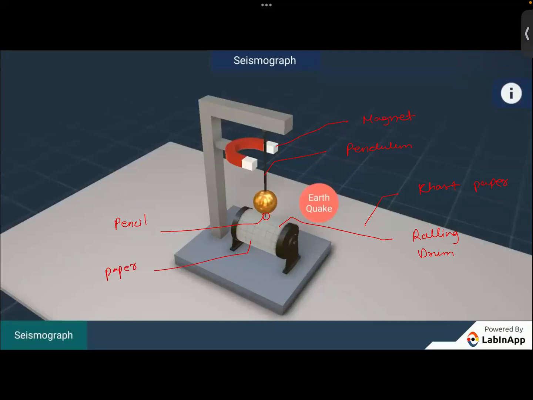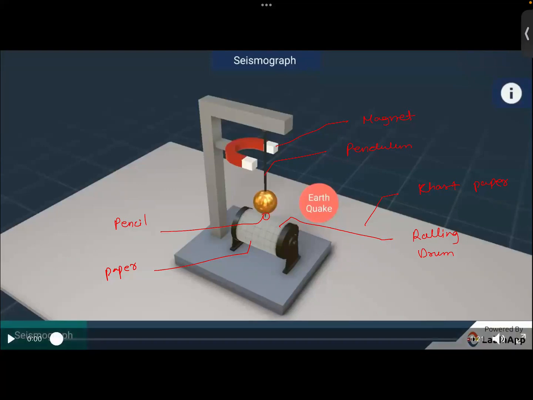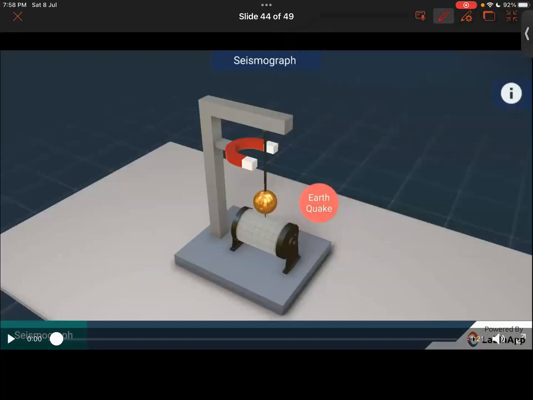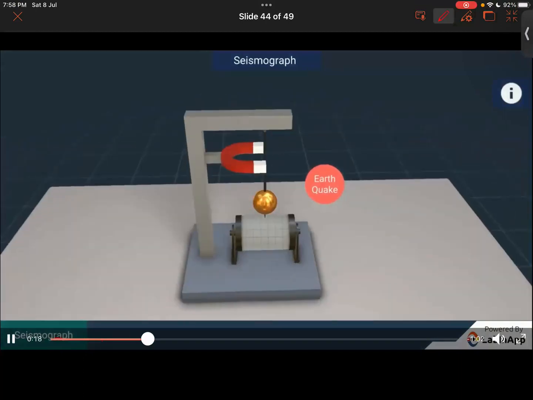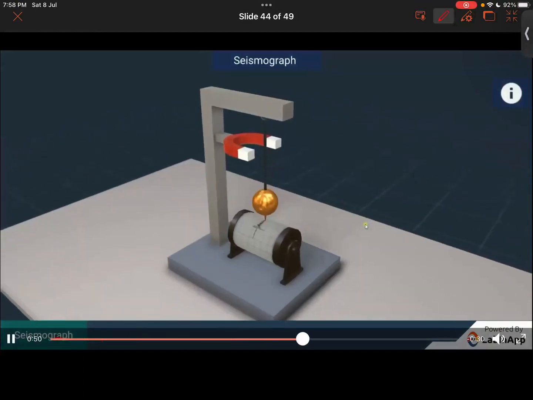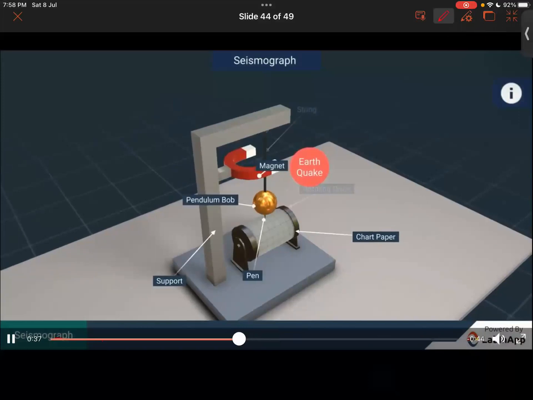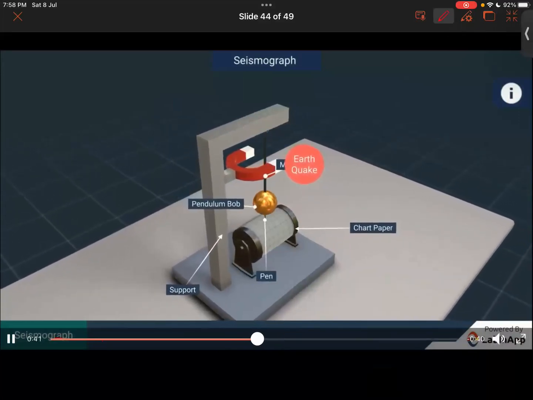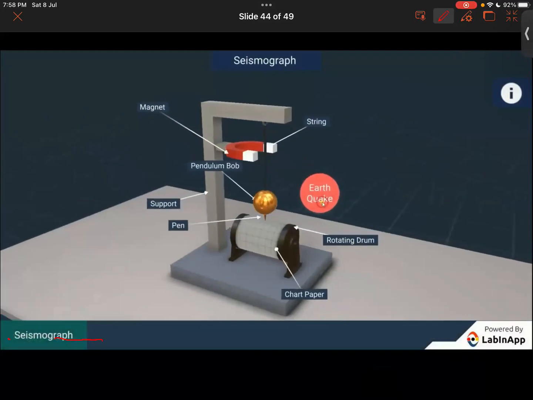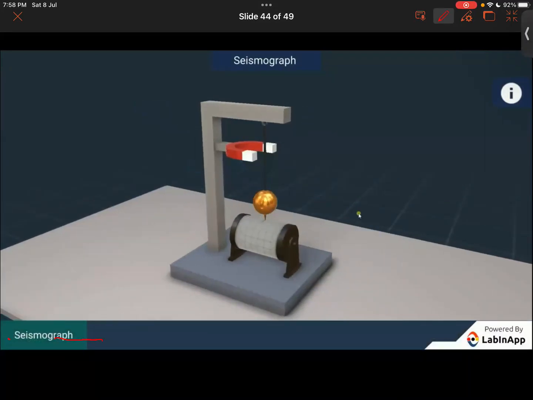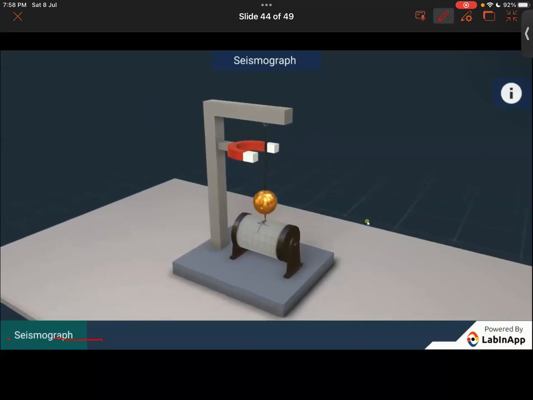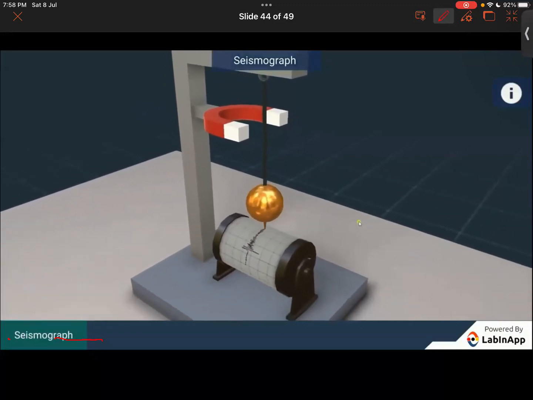Now let's understand how it works. Let me erase the markings. Let's see a mock earthquake triggered on the table to see the seismograph in action. We can see that the pendulum tip records the earthquake on a graph sheet. In this activity, we have seen the recording of seismic waves caused by earthquakes.